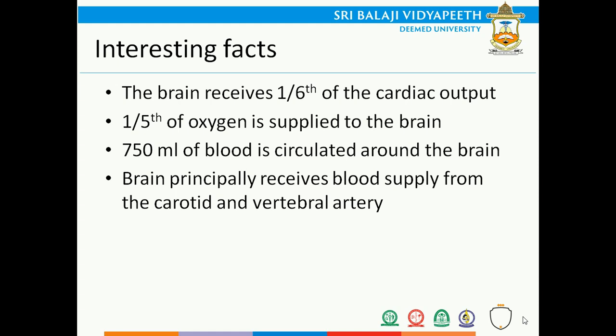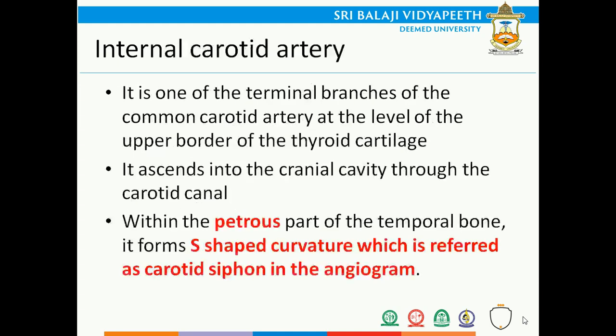Principally, the brain receives its blood supply from the carotid and the vertebral arteries.